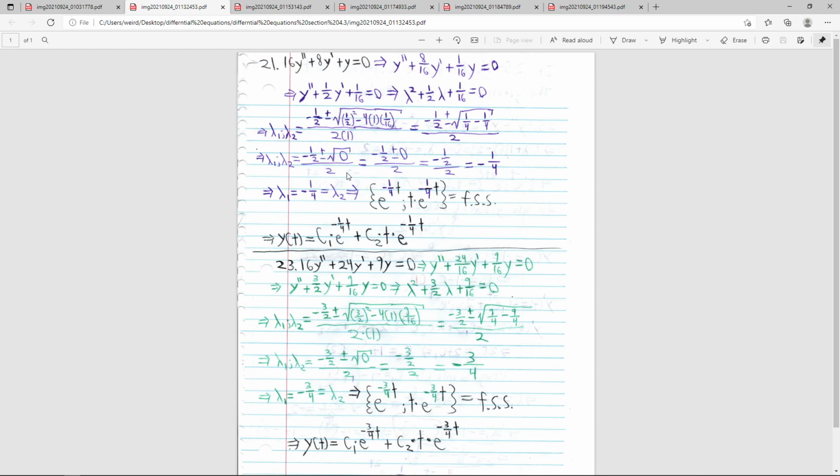We solve this, and we eventually get negative 1/4 as the value of both lambda 1 and lambda 2, so e to the negative 1/4 t, and t times e to the negative 1/4 t, and then you have the solution like before.